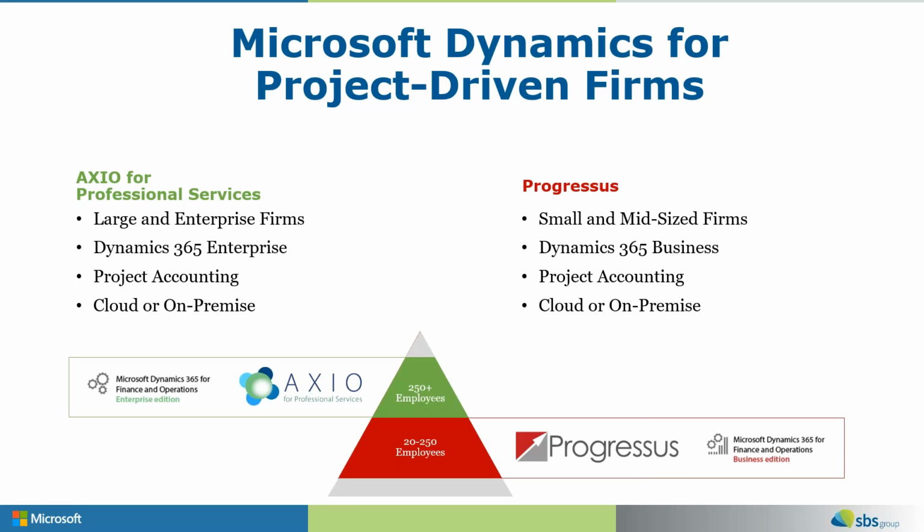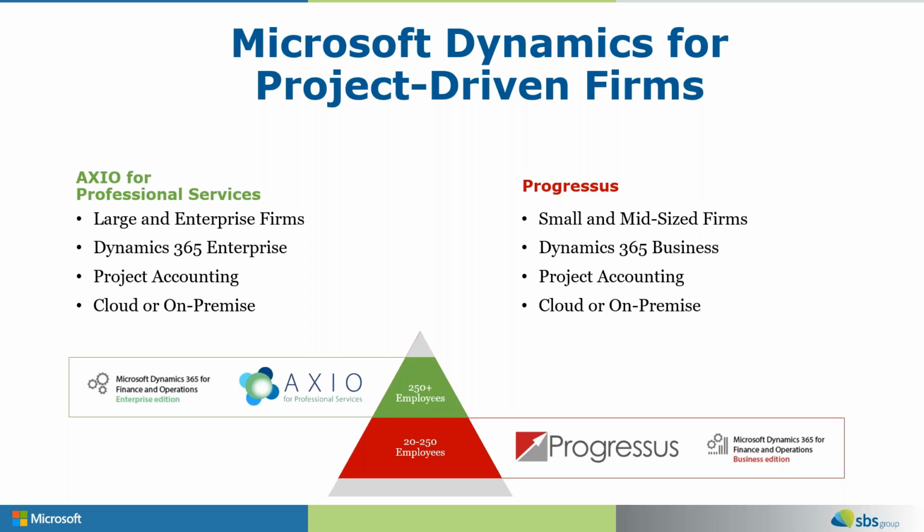Okay. So you may be asking, where do the two solutions from SBS Group fit? Where does AXIO fit, and where does Progressus fit? AXIO is really for that 250 employee and up organization, the large, mid-sized to large enterprise firms that need project accounting and really need a solution to handle the multi-entity, multinational type corporations. Progressus is geared towards the small to medium-sized firms, really less than 250 employees, with a sweet spot between about 20 and 250. It's built on the Dynamics 365 Business Edition solution, and again, it's for those project accounting-based businesses.